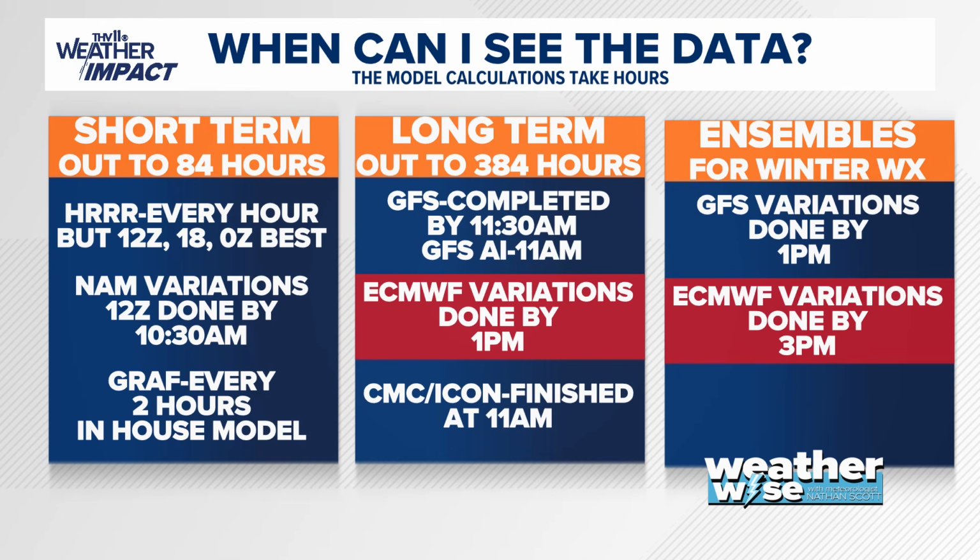Your long-term models, which go out to 384 hours or 15 days, initialize at 6 o'clock in the morning, standard time, but it's not completed until 11:30. And then your GFS ensemble forecast, it takes even longer than that. Your GFS AI, which we do use AI now, that's the new thing, is not done until 11 o'clock. Then your European model, it's not completed until 1 o'clock. So we're always getting new data coming in throughout the day, and we're always looking at more and more information.